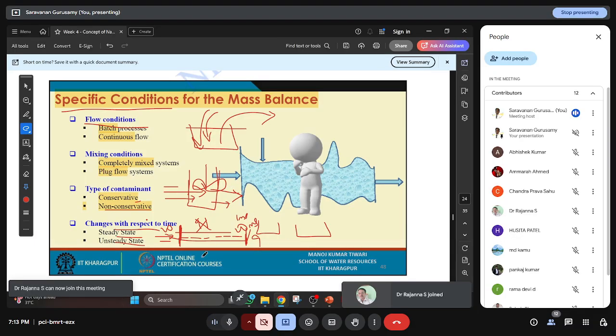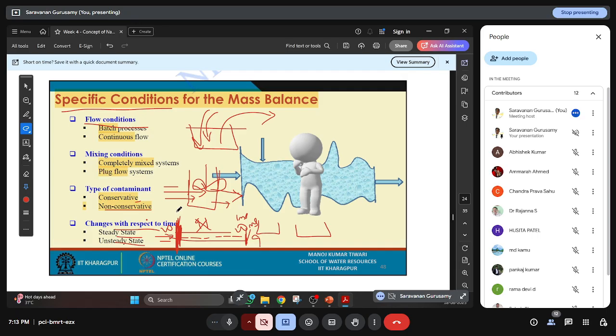I'm not talking about different spaces. I'm talking about a single space. What is the concentration at any time? So at 10 o'clock in the morning, 10 milligram is coming, and at 6 o'clock in the evening also 10 milligram is coming. That is called steady state.